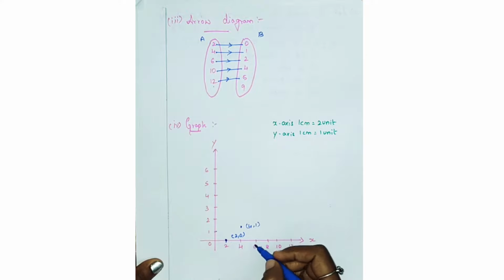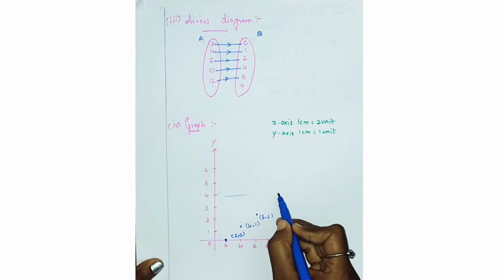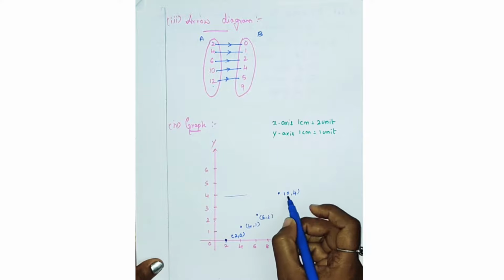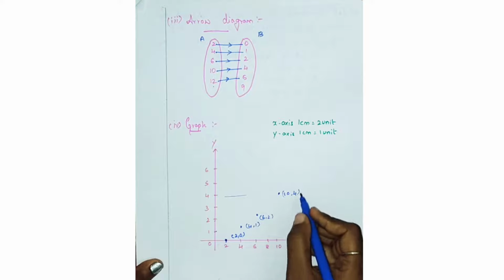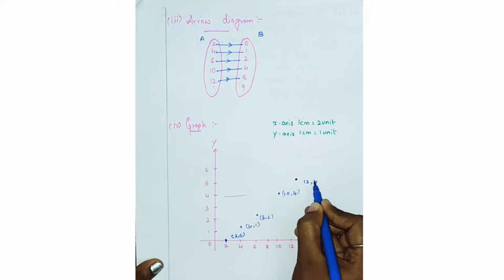Then when x is 6, your f of x is 2. So somewhere here, this point. Okay. So 6, 2. Then when your x is 10, your f of x is 4. So here your 4 is, and this is the 10, right? Somewhere here it will meet. So 10, 4. Next, when your x is 12, your f of x is 5. So here your 5 is, 12 is here, somewhere here it will meet. Okay. So 12, 5.